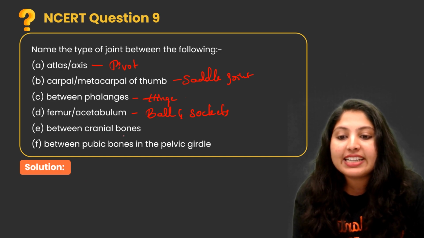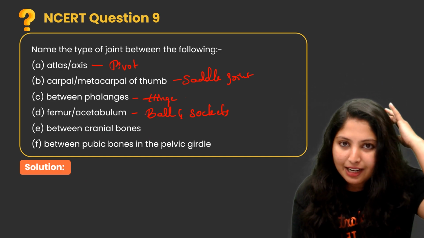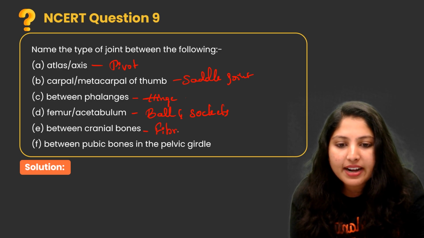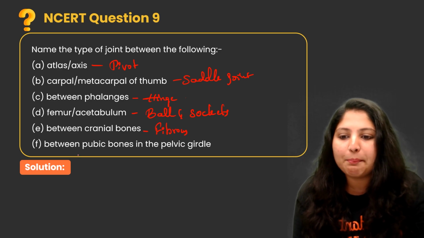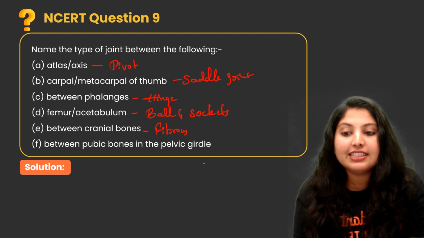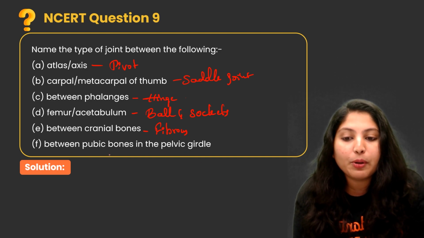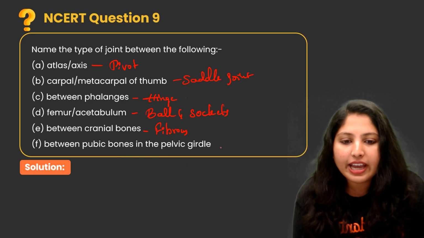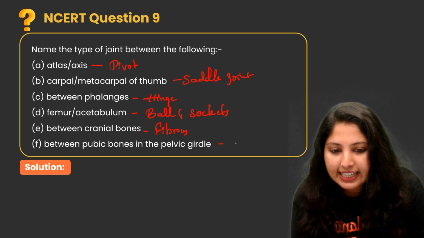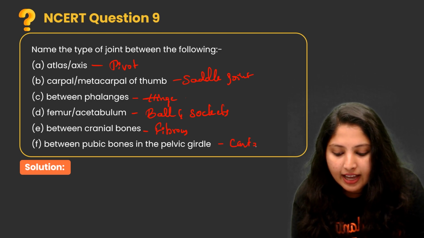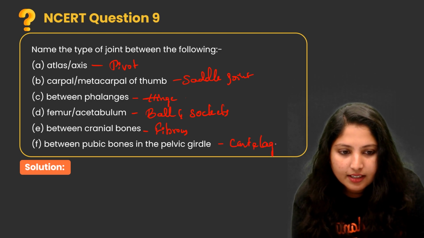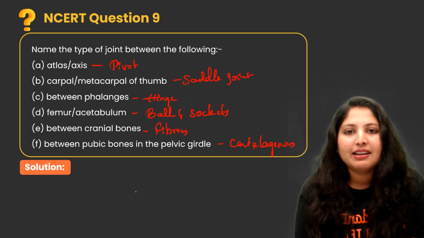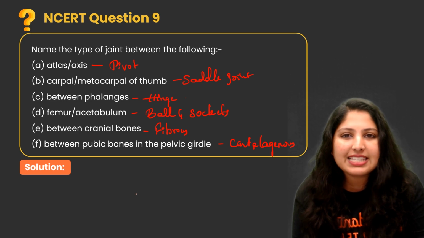Okay, between the cranial bones of the skull, which kind of joint? Fibrous joint. Okay, between pubic bone and pelvic girdle, in our hip region, we can find these bones. Here we can find a cartilaginous joint. So these are the joints between the vertebrae or within the skeletal system.